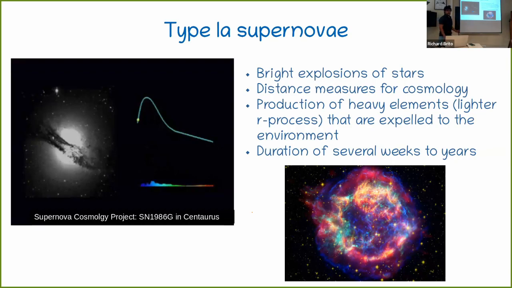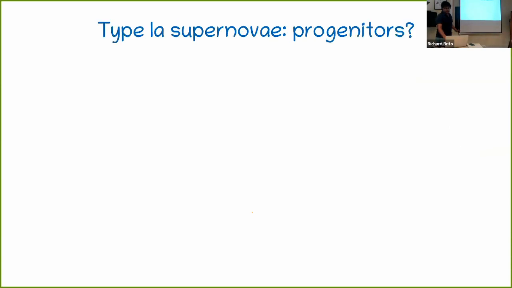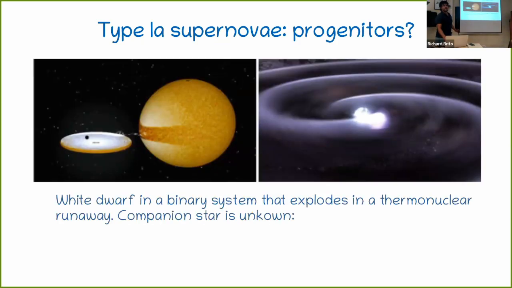And the light is generated also basically similar to the kilonovae. You generate through nucleosynthesis also heavy elements, r-process elements, although less neutron rich than the kilonovae. And the radioactive decay gives you the energy of the supernova. We know that, but we don't really know the progenitors. We use them for cosmology. We only know that they occur in binary systems and that it's a white dwarf. But we don't know what the companion is.